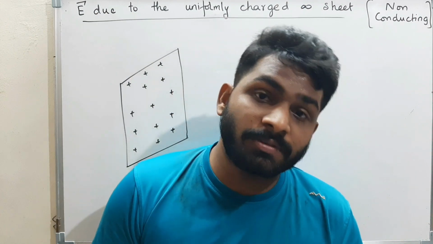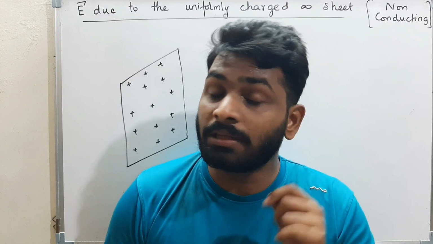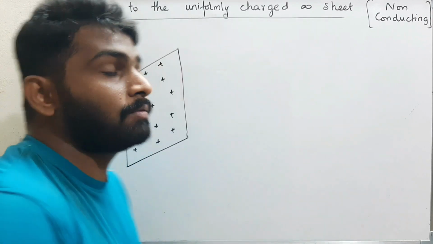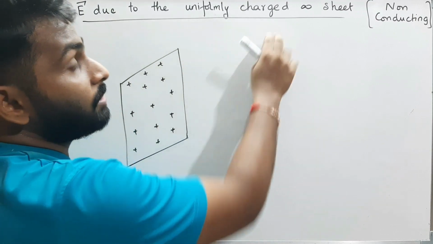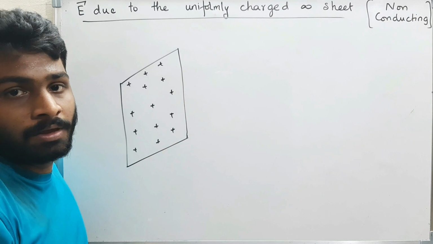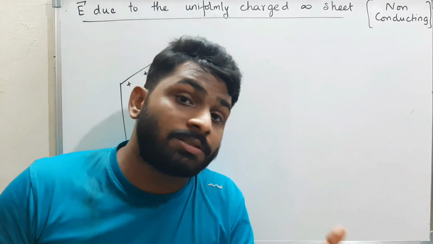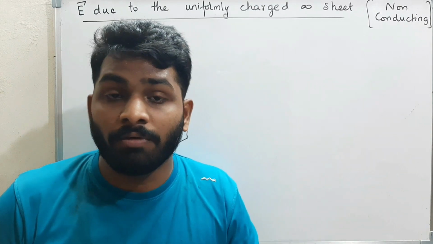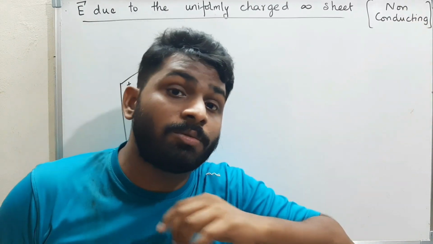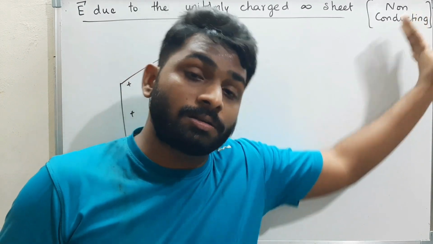Welcome to my channel Doctor's Physics, and in this video we are going to study the applications of Gauss law. Today we are going to see the electric field due to a uniformly charged infinite sheet, and that is a non-conducting sheet. What is a non-conducting sheet? What is the difference between conducting and non-conducting sheet? Conducting means the charge will be only on the surface, whereas non-conducting means the charge will be throughout the body, throughout the volume. Now we are going to see about the non-conducting sheet.